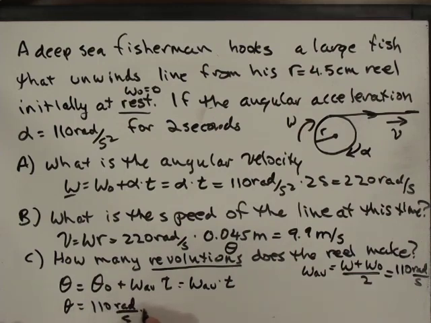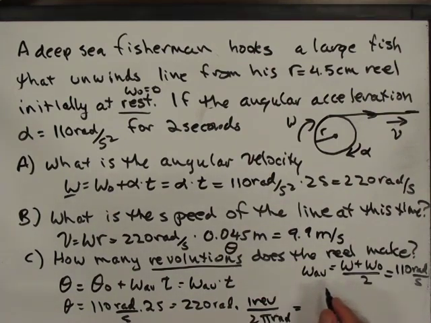And so theta is equal to 110 radians per second, that's our average velocity, times 2 seconds, which is 220 radians. But it didn't ask us for radians, it asked us for revolutions, so that's times 1 revolution over 2 pi radians, because that's a circle. And what I get for that is about 35 revolutions. I think there's one more question.